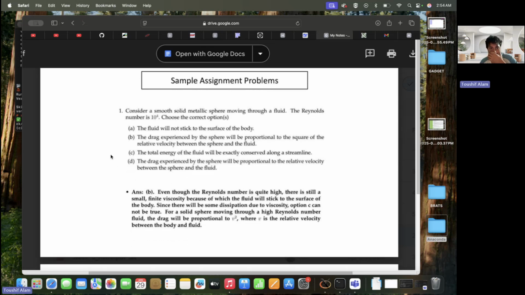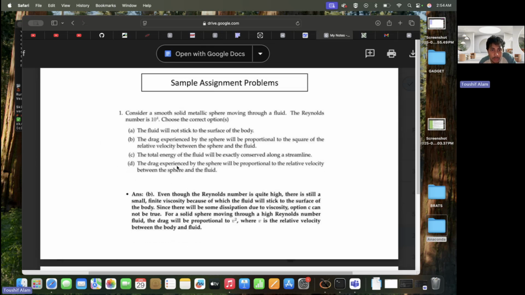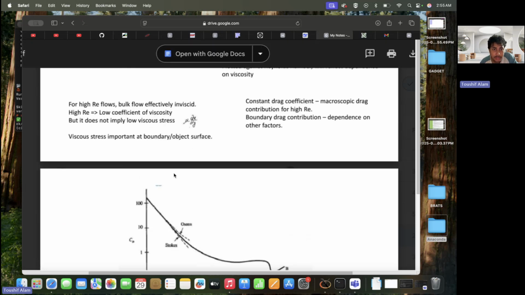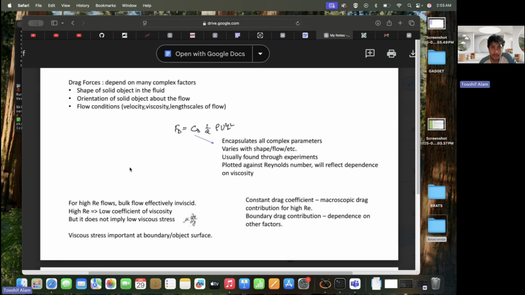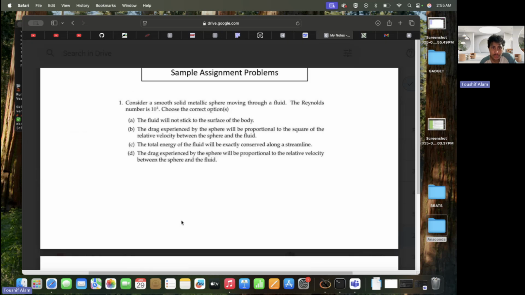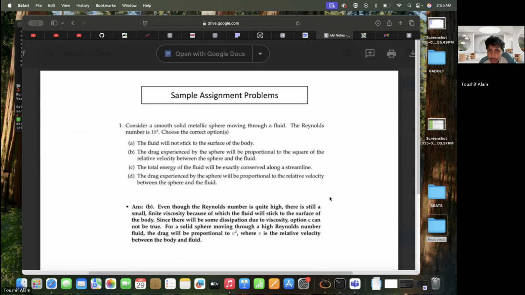The correct answer will be B, because even though the Reynolds number is quite high, 10 to the 4, so 10,000, there is still a small finite viscosity, as I explained in these slides. Even for high RE flows, the coefficient of viscosity is low, but it does not imply low viscous stress. So there is still a small finite viscosity because of which the flow will stick to the surface of the body.